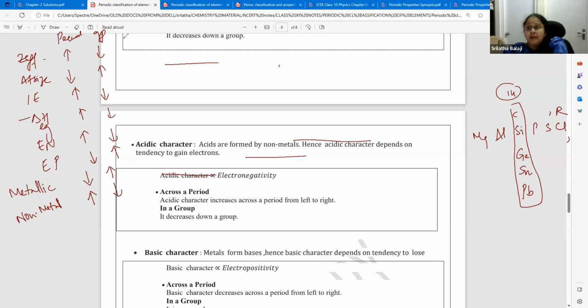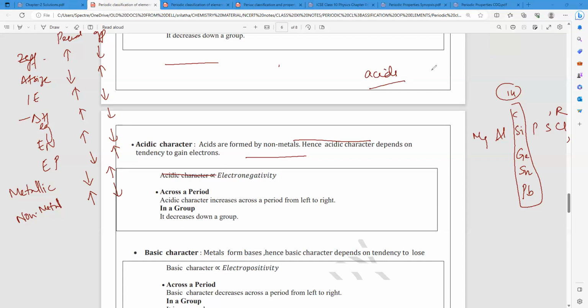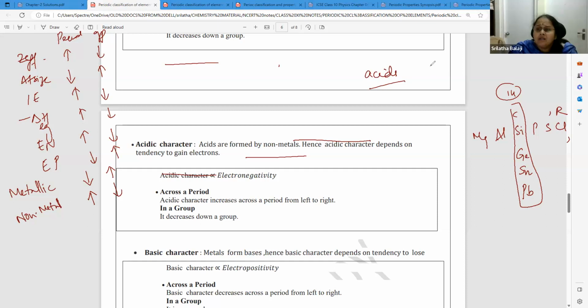Next is acidic and basic character. Can you name some acids? Not many, just one or two. Hydrochloric acid. Formula? HCl. Okay, one more. Sulfuric acid. Formula? H2SO4. Right. Okay, done. That's enough.